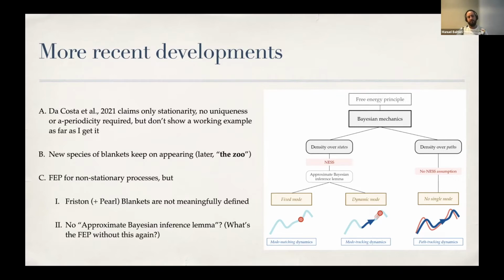But I guess that the graphic is pretty clear. Basically, if you don't assume stationarity, so this non-equilibrium steady state that we see on the left, then we don't really have a proper definition of blankets, and we don't really have the approximate Bayesian inference lemma, which in my understanding is the whole claim behind the free energy principle. So if we don't have that, I'm less sure what exactly we're talking about.